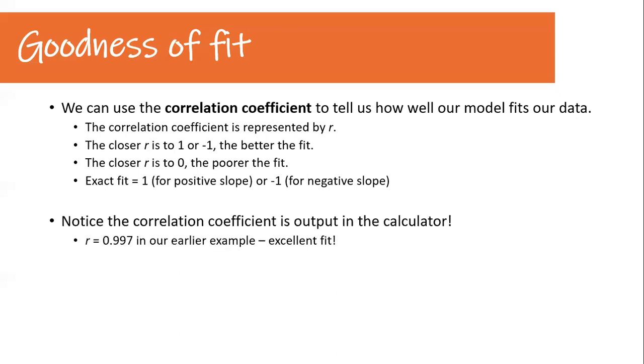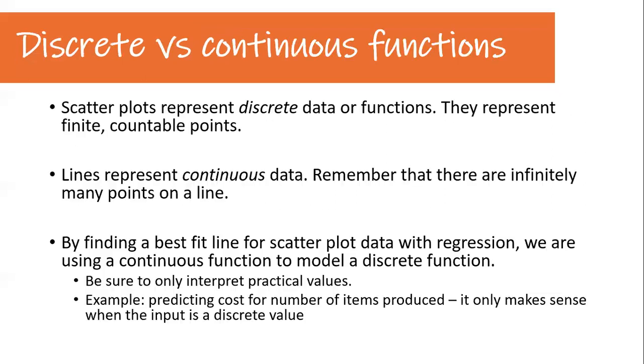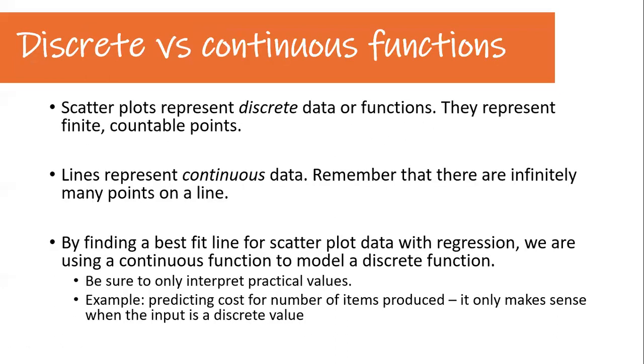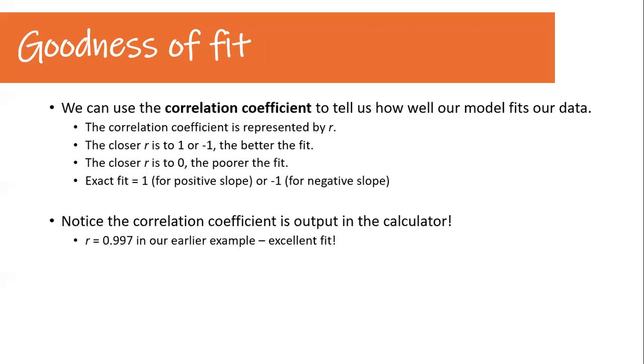In our example, it is output in the calculator. If we go back here, we can see it's right here. That's part of the diagnostics that we turned on. Be careful, we're not talking about R squared. That is something else in statistics. Our course is only concerned right now with R equals 0.997. That's awfully close to 1, and that is an excellent, excellent fit.